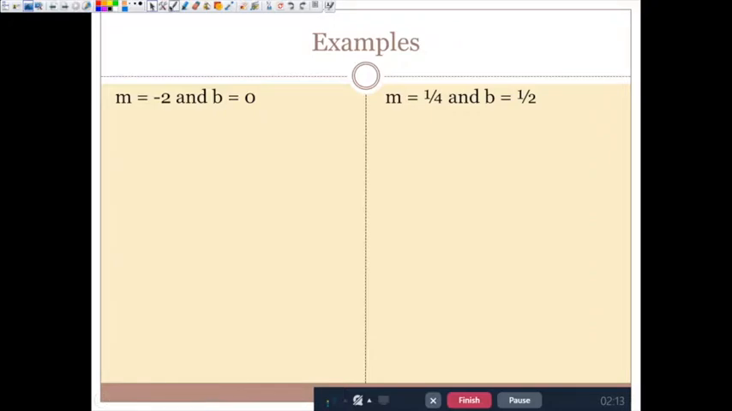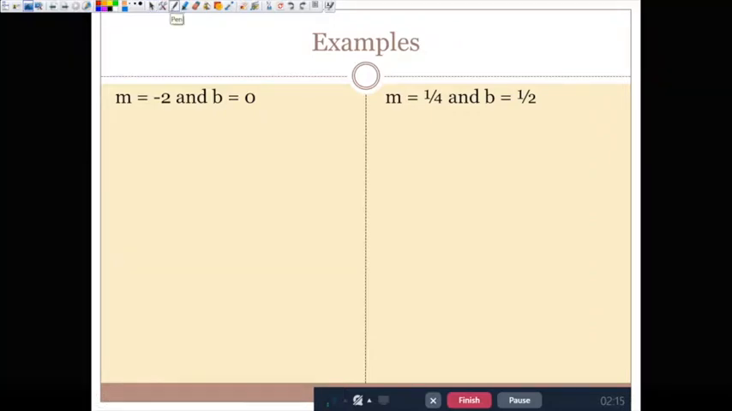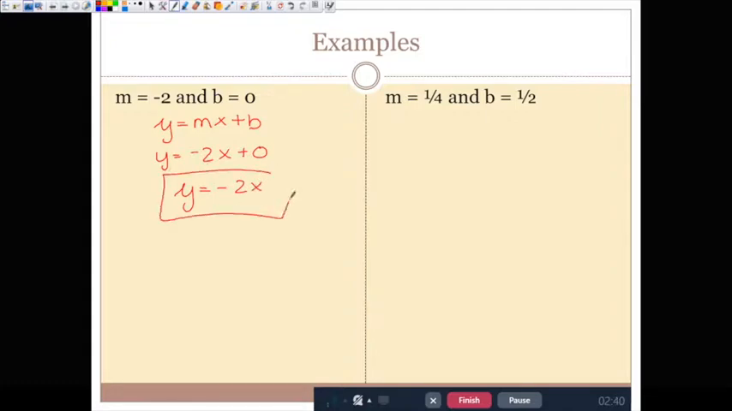So, if they give you the m and the b, we're going to write our equation in the form of y equals mx plus b. I'm just going to substitute in my m and b. So I'm going to keep my y. My m is negative 2. I'm going to keep my x. And I'm going to add my b, which is 0. Would I add 0 to an equation? No. So I'm just going to write this as y equals negative 2x. And that is my equation.